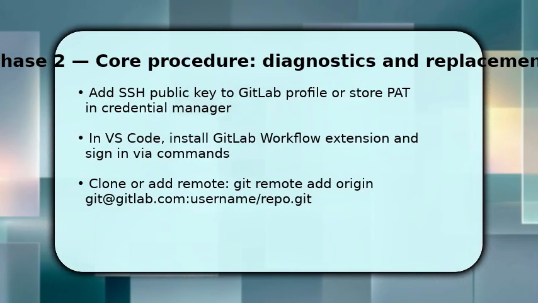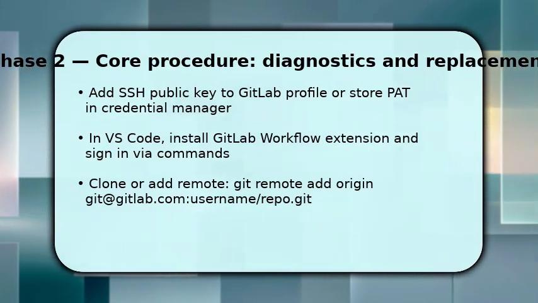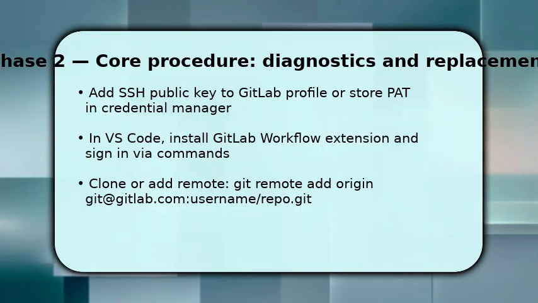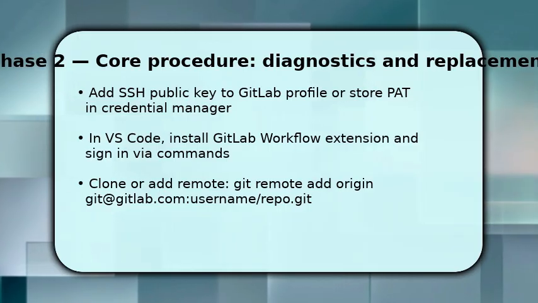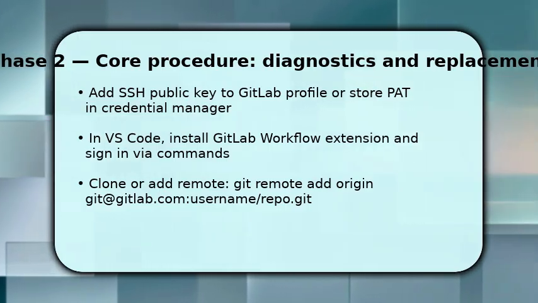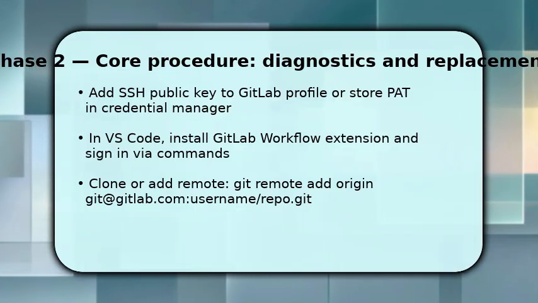Next, link VS Code to GitLab. If using SSH, paste your public key into GitLab under Profile, SSH Keys. If using a token, save it in your OS credential manager. Once done, install the GitLab Workflow extension in VS Code to simplify operations.